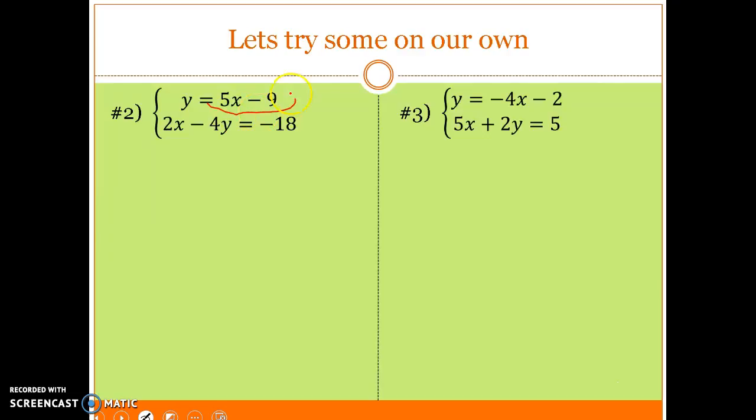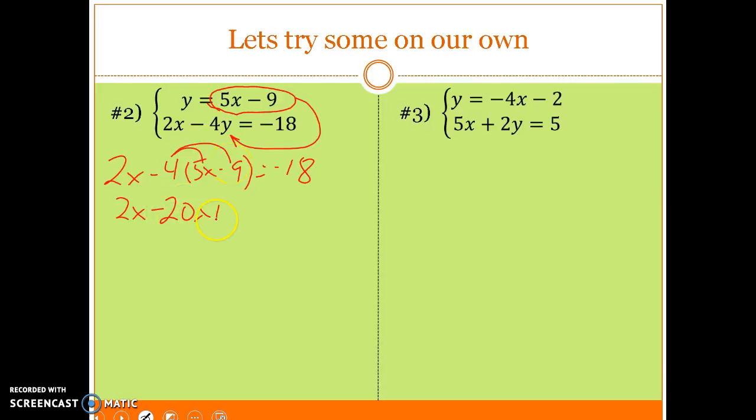It says that y is 5x minus 9. So what I'm going to do is just stick that 5x minus 9 in for this y. So I'm going to write this as 2x minus 4 times y, but y is 5x minus 9. That equals negative 18. And so I'm going to have 2x. I'm going to distribute to get rid of my parentheses. Negative 4 times 5x is negative 20x. Negative 4 times negative 9 is positive 36. And that equals negative 18.